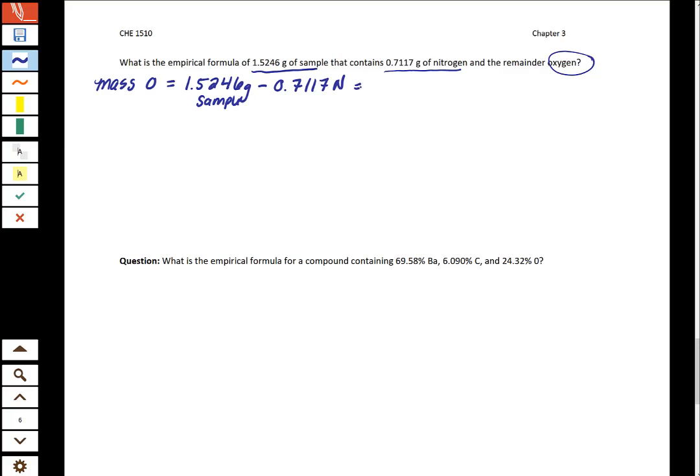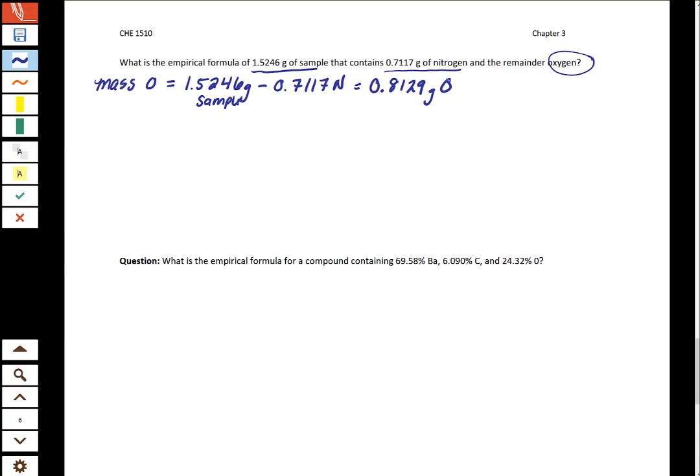The reason that this works is because you only have two components. You only have oxygen and nitrogen in your sample. So if you know the total and you know the nitrogen, you can find the oxygen, which is what we did. So that's a great place to start.